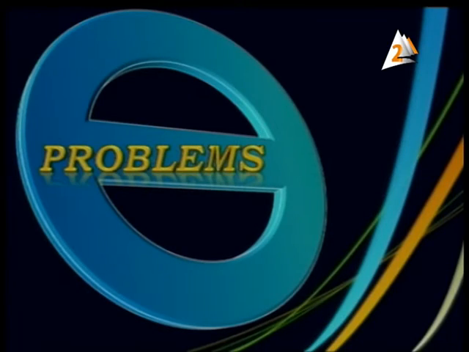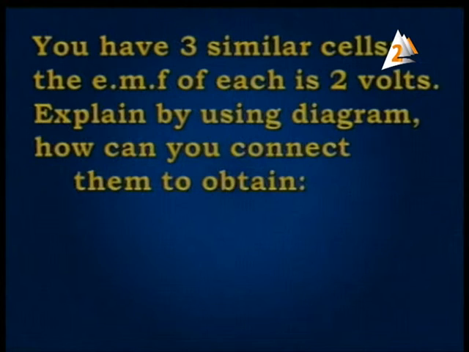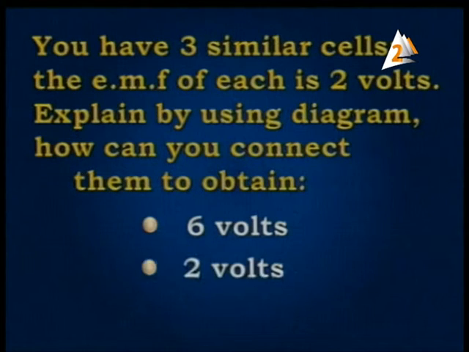After that, we have another type of question called problems. Concentrate with me very well. You have three similar cells, the EMF of each one of them is 2 volts. Explain by using a diagram. You have a drawing here. So how can you connect them to obtain 6 volts, 2 volts, and 4 volts in each case?